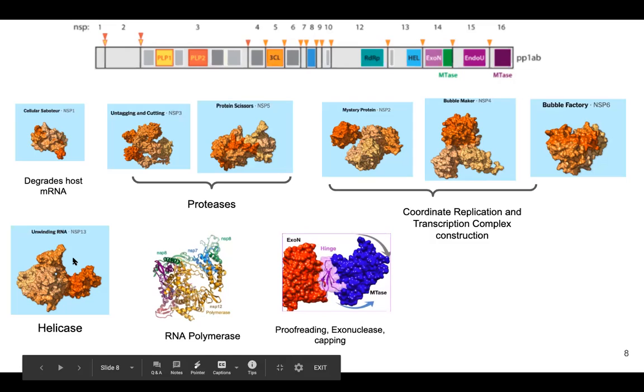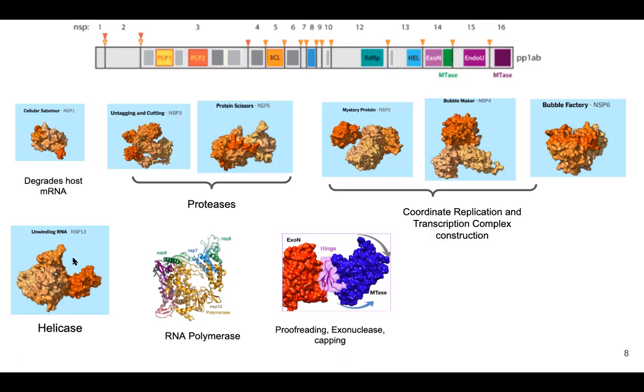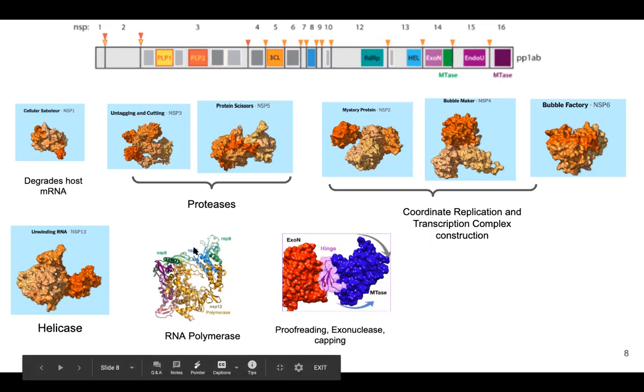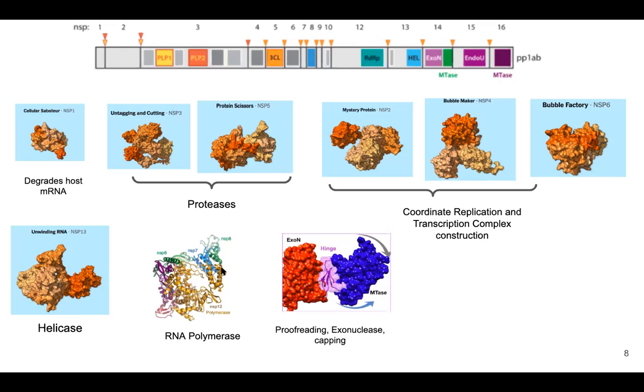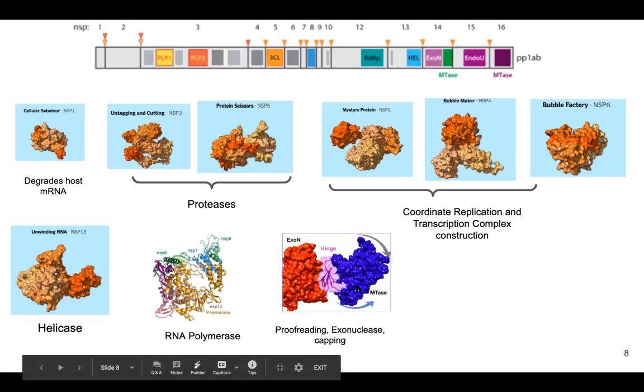helicases are generally involved in unwinding or unzipping DNA and RNA. There's a polymerase, which is a combination of, it looks like, 4 different proteins. And the polymerase is basically what allows it to read and replicate the RNA. And then very interesting for an RNA virus, it actually has a proofreading capacity, which is very strange.